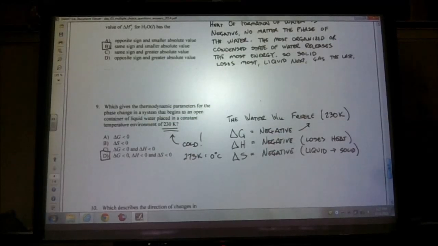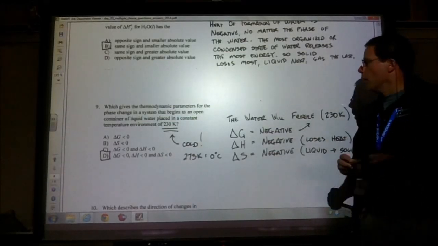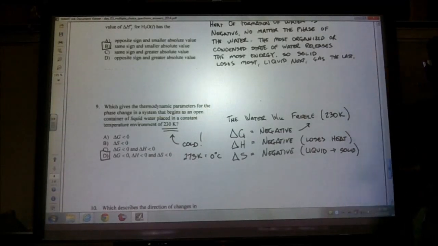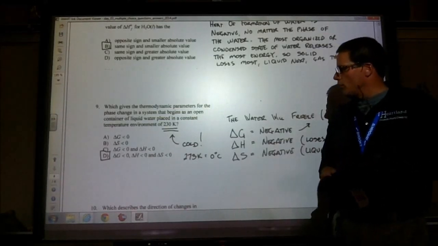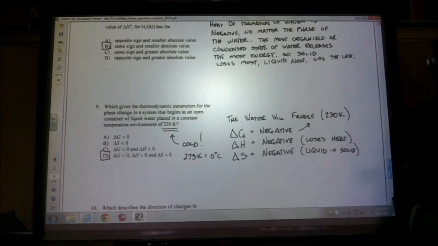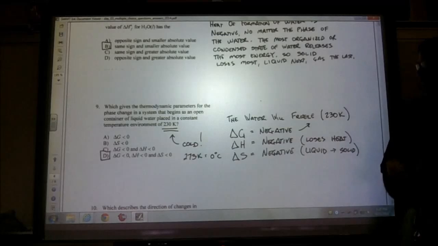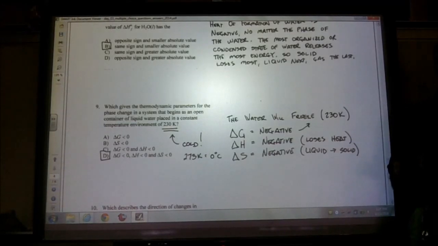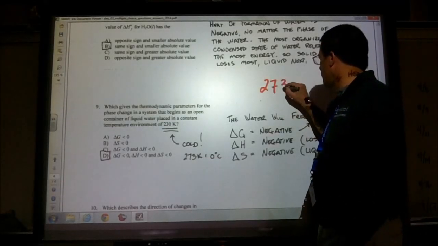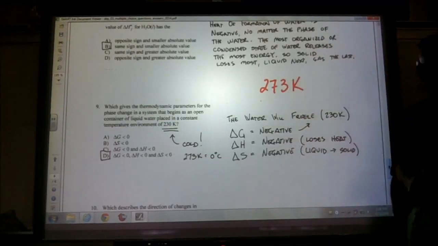All right, number 9. How are we doing on time? Good. Which gives the thermodynamic parameters for the phase change in a system that begins as an open container of liquid water placed in a constant temperature environment of 230. Now, did any of you recognize or even blink at the 230? 230 is extremely cold. I was thinking Celsius, that was really hot. That's freezing, isn't it? Oh, it's well below freezing. Freezing for water is 273 Kelvin. So this is almost 40 degrees cooler.